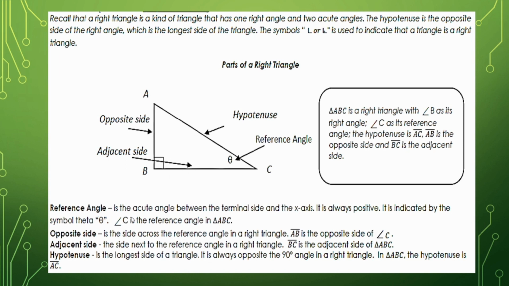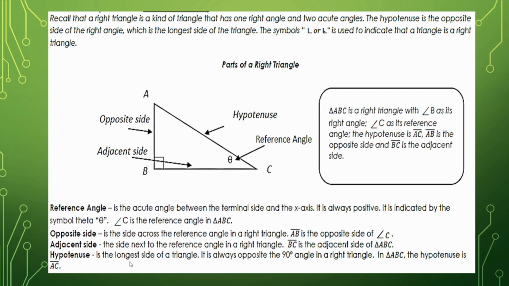So what is the reference angle? This is the acute angle between the terminal side and the x-axis. It is always positive and is indicated by the symbol theta. So angle C is the reference angle in triangle ABC. The opposite side is the side across from the reference angle in the right triangle, so line segment AB is the opposite side of angle C. The adjacent side is the side next to the reference angle, so line segment BC is the adjacent side of triangle ABC.